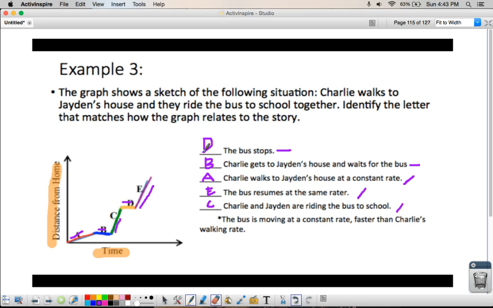So walking through this one more time, at point A, Charlie walks to Jaden's house at a constant rate. Then Charlie gets to Jaden's house and waits for the bus. C, Charlie and Jaden are riding the bus to school. Then the bus stops and then resumes at the same rate.